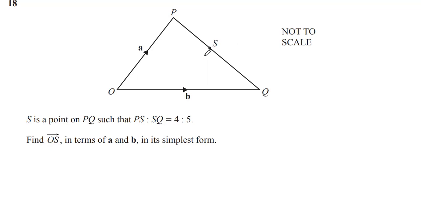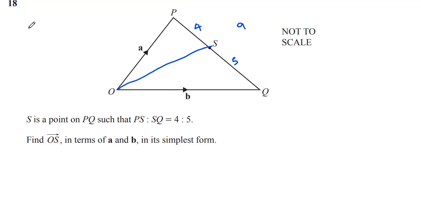S is a point on PQ such that TS to SQ is 4 is to 5. So this part is 4, this part is 5. The total length is 9. Yes, this is 4 is to 5. They are asking us to find OS. So OS, this vector we have to find.